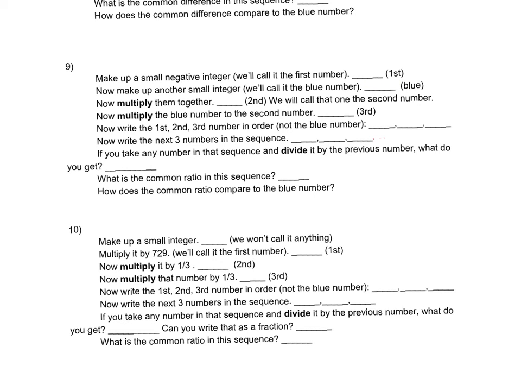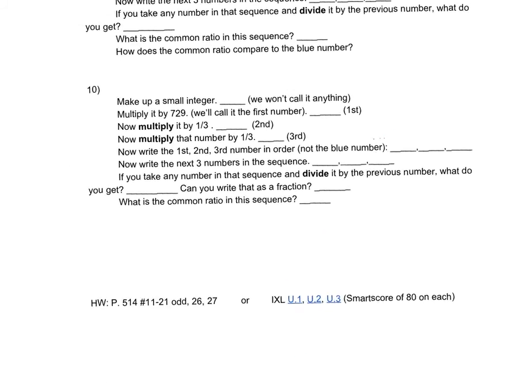It should be the exact same number as your blue number in there, because we've been multiplying by that blue number all the way through. Therefore, when we divide any number by its previous number, we should get that blue number, which is the common ratio. Okay, let's do one more of those.